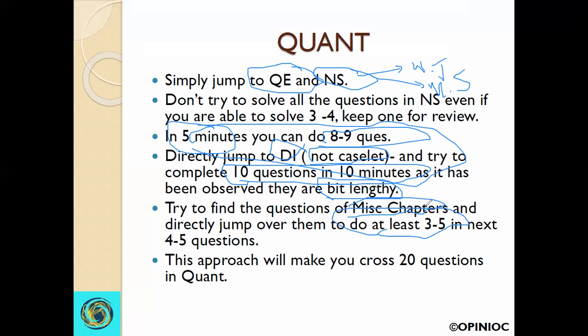Now, if for miscellaneous chapters you don't have any idea, you have not practiced those things, mensuration, average, mixtures and allegations, and you are just here to qualify the examination, or you are sitting for the first time, then you should go for the Caselet DI. Those statements are simple, but it doesn't take that much time. By this approach, you will be able to cross 20 questions in quant. And with 90% or 100% accuracy, you will be able to fetch 18 marks. 18 marks is a very good score.